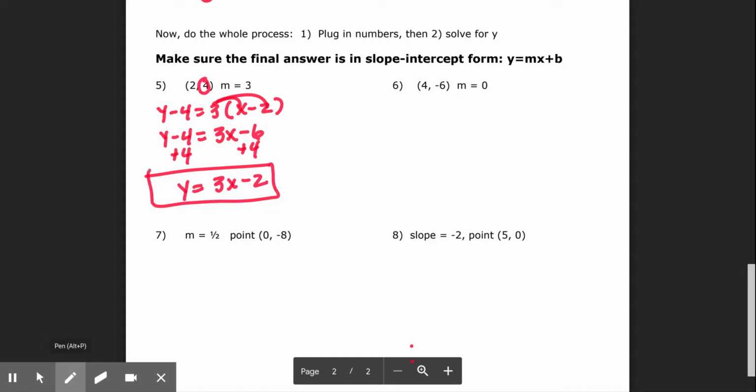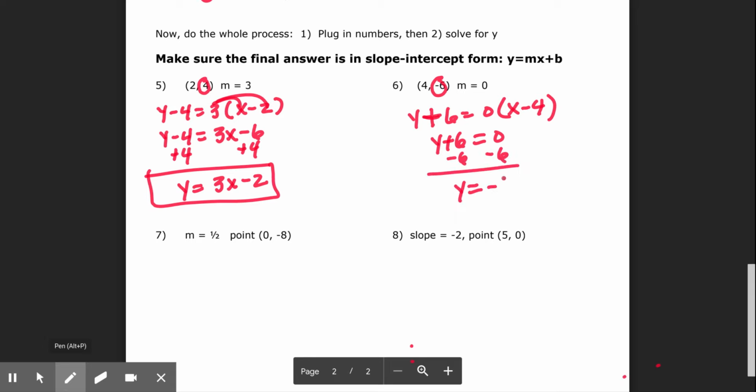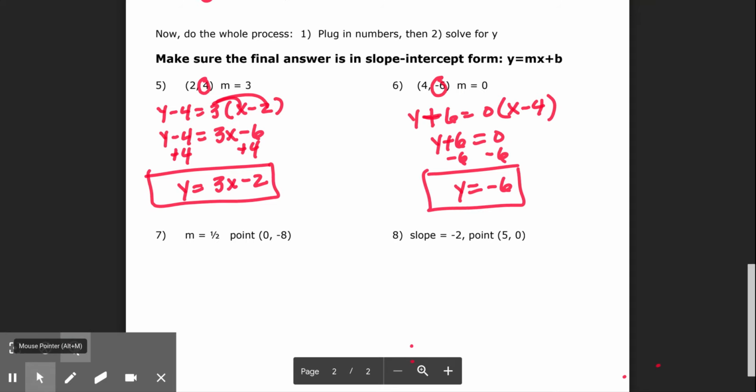Number 6, that second number in the ordered pair goes first, so it's y minus a negative 6, which will become a positive 6. Your slope is 0 times x minus 4. So this will be y plus 6 equals, now 0 times anything is just 0. 0 times x is 0. 0 times negative 4 is 0. We're going to subtract 6 from both sides, so y is equal to negative 6.